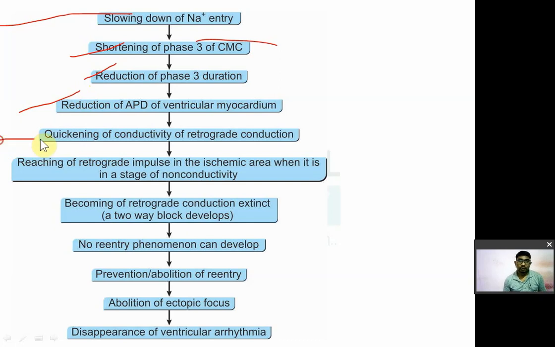Quickening of conductivity in the retrograde conduction, where the circus movement of the re-entry type happens, it will pick that up, meaning quickening of conductivity, so that circus impulse will not get in. Then a reaching of retrograde impulse in the ischemic area when it is in a stage of non-conductivity, becoming the retrograde conduction in extreme, so there is no re-entry phenomenon because of that. Prevention or abolition of re-entry type of impulse leads to abolition of ectopic focus, and ventricular arrhythmia disappears.